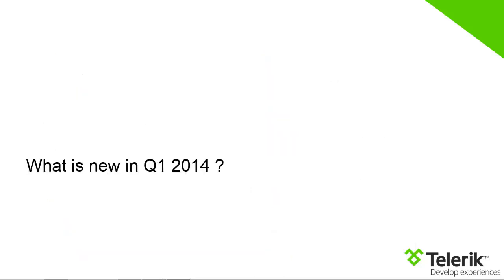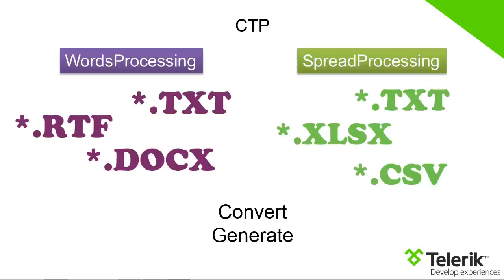What is new in Q1 2014 in the UI for WPF suite? In Q1 2014, UI for WPF announces the arrival of two very useful new features: words processing and spread processing. What these features do is allow you to quickly generate documents programmatically in leading word processing and spreadsheet formats. You can also easily convert existing documents from one file format to another. So please note though that these features are only available in WPF and not Silverlight because of Silverlight's sandboxing constraints. But go ahead and try these features out and let us know what you think.